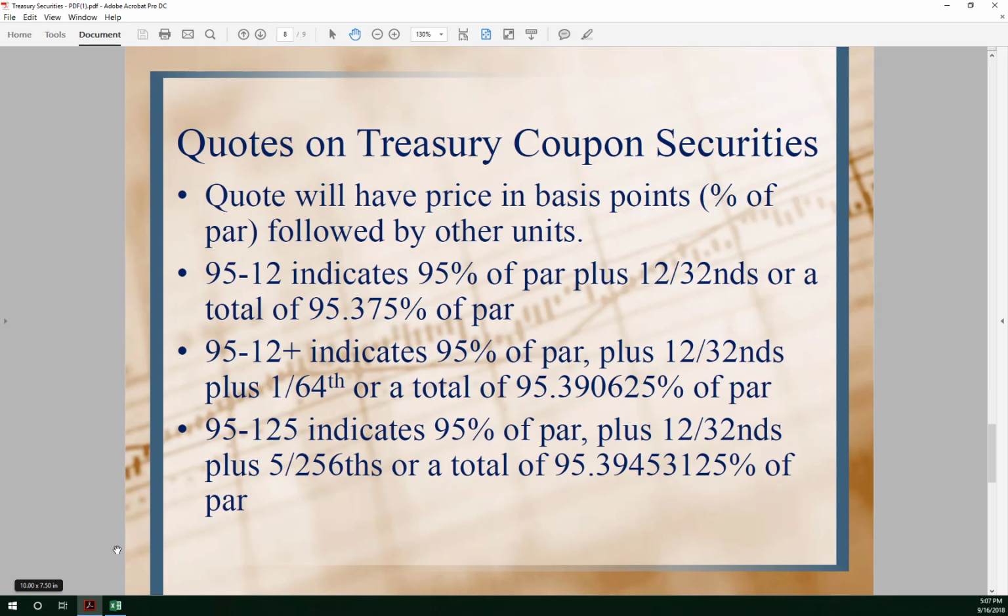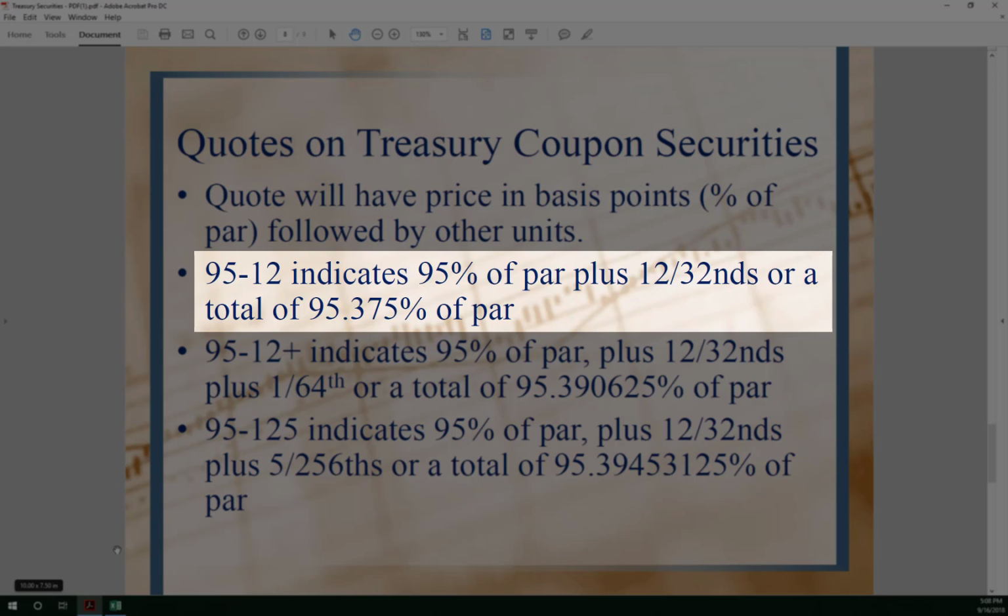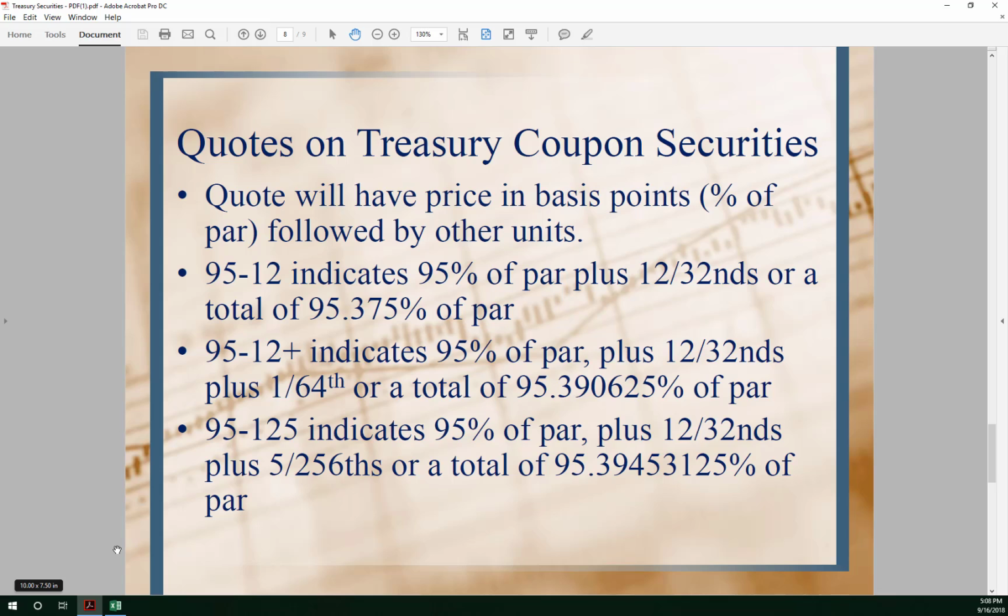All right, a couple more things here. Quotes on Treasury coupon securities. As opposed to the T-bills that we just looked at, anything that has a coupon payment, the quotes are going to be priced in percentage of par, and they're going to be followed by some other units that indicate some of the fractions of percents that are being bid. So 95-12 indicates that the bid is going to be 95% of par plus 12 32nds, or a total of 95.375% of par. The number after the dash here is the number of 32nds that are being bid.